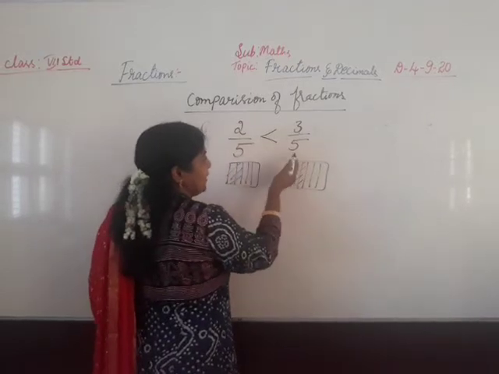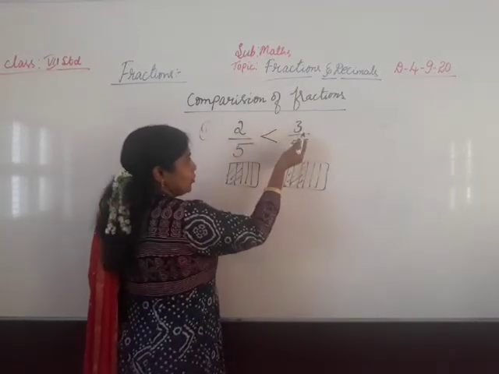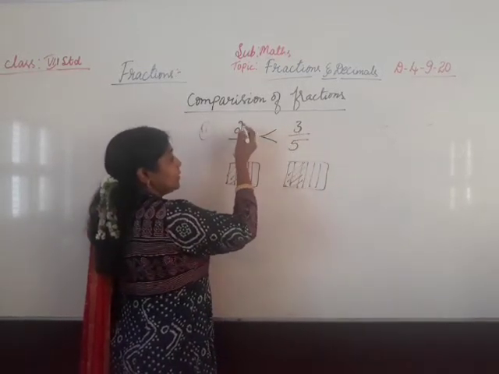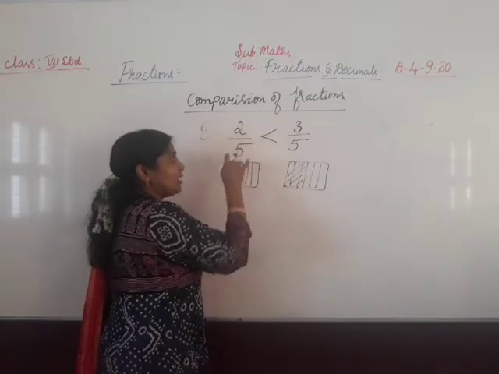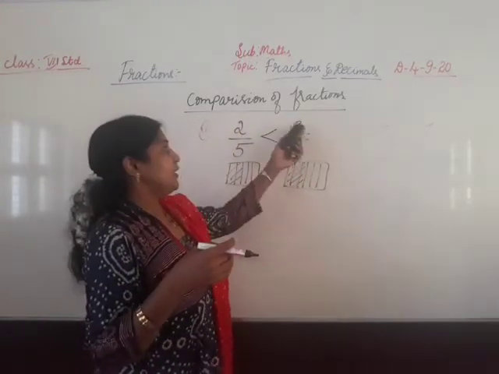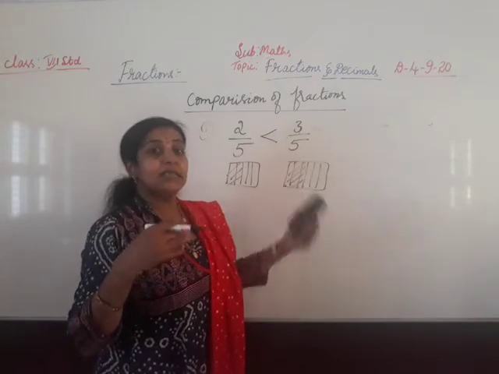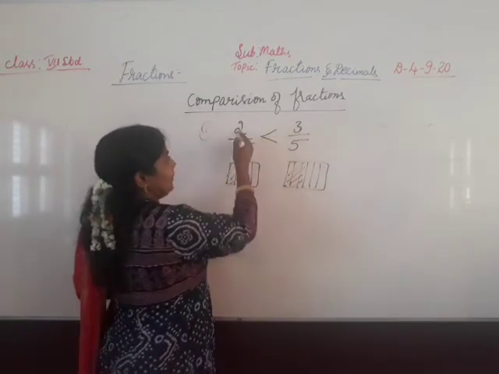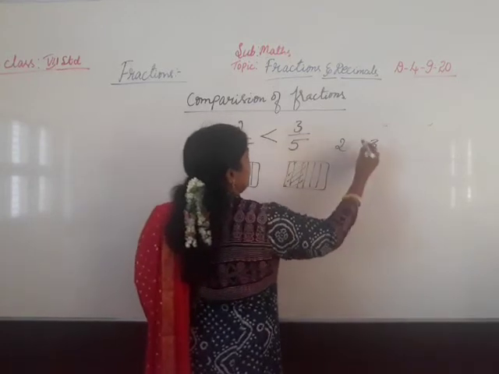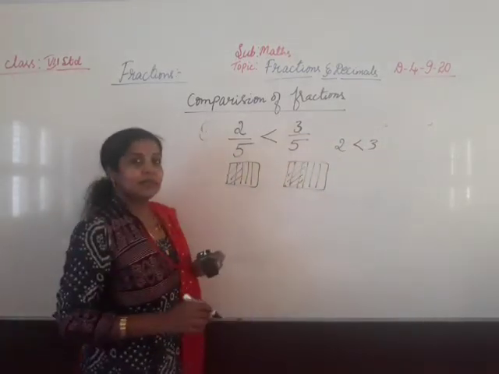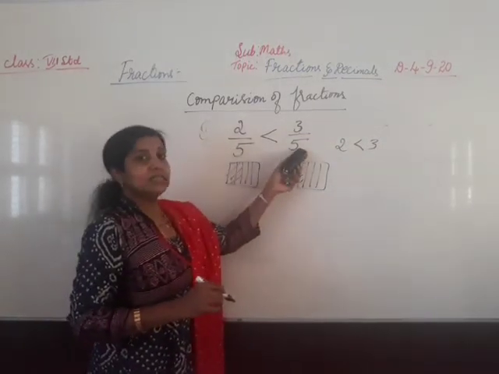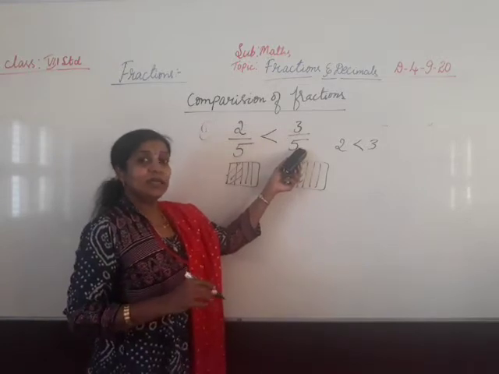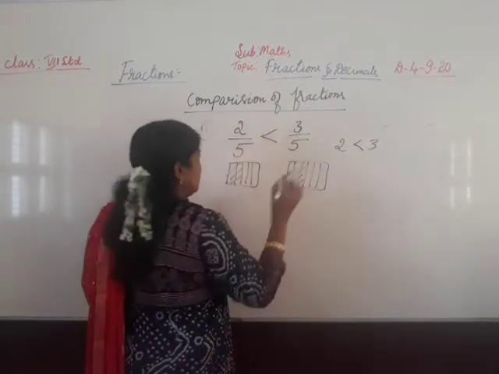Obviously, when denominators are the same, compare the numerators. The fraction with the lesser numerator is lesser, and the one with the greater numerator is greater. As usual, when denominators are the same, compare 2 and 3. 2 is obviously less than 3. Always compare the first fraction with the second fraction as you compare numbers. Understood? One more example I will take.